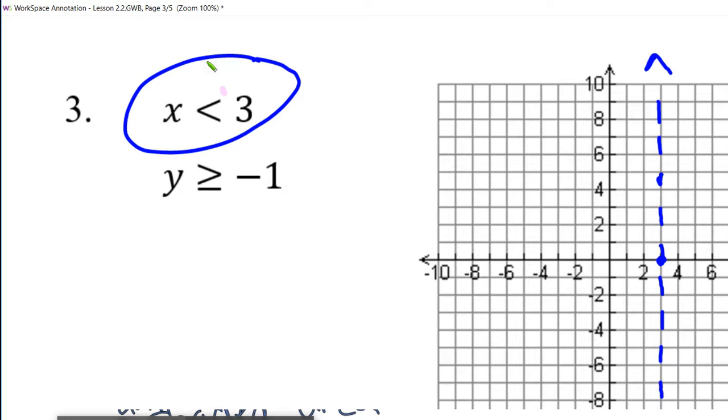Now, if I have a less than, remember my acronym? Greater than, shade up; less than, shade down. Well, is there a way to shade down below that line? No. So for the vertical case, it's special. You just have to think about what this symbol means. Well, what does this symbol mean? Less than.